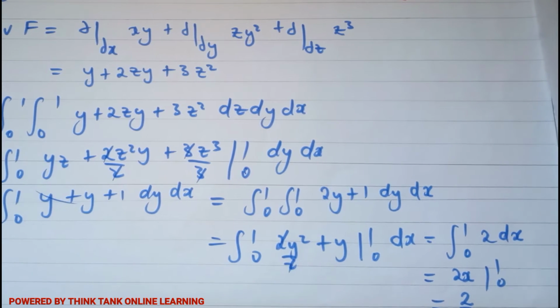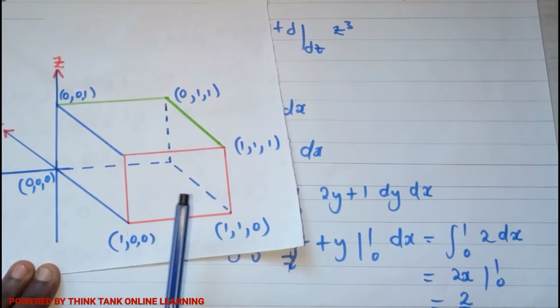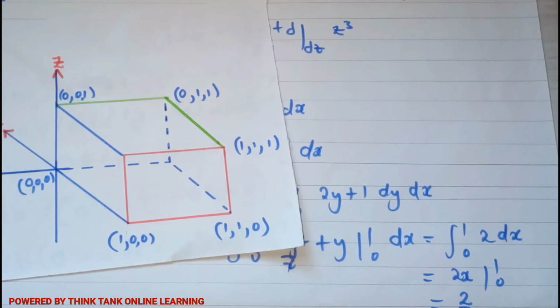Now we want to verify. That means if we calculate the flux that passes through each and every face of the cube, and we add the totals together, we should get 2.